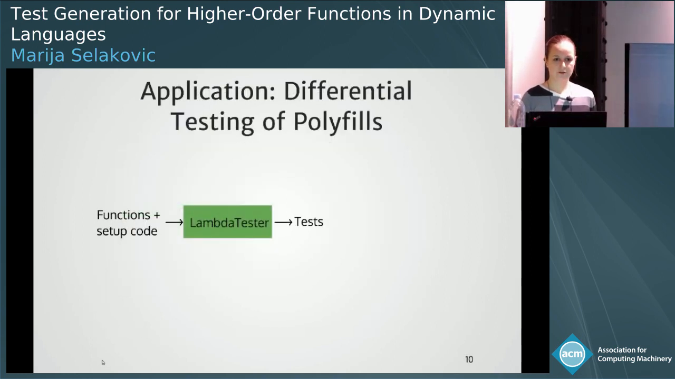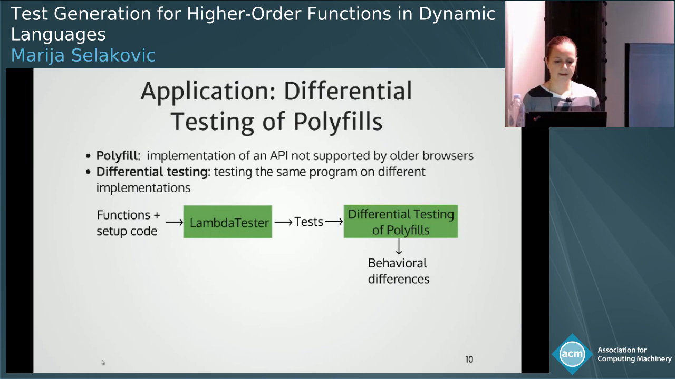So far, I presented our solution for testing higher-order functions in dynamic languages. We implemented this approach as a tool for testing functions written in JavaScript, and we assess its effectiveness by finding bugs in polyfills. For those of you who are new to the JavaScript world, a polyfill is an implementation of some API that was not supported by older browsers. Since browsers always evolve and start adding new functionalities, it's also important from the developer point of view to have cross-browser compatibility. And that's where polyfills come into place.